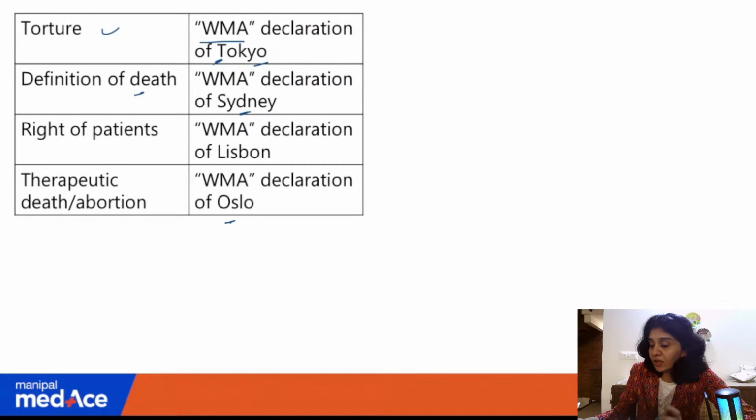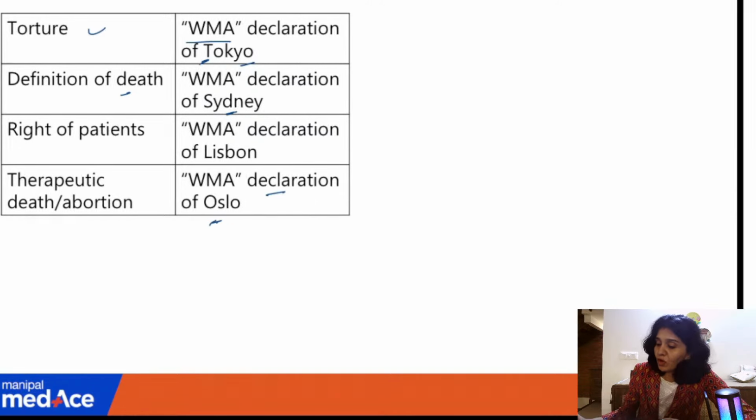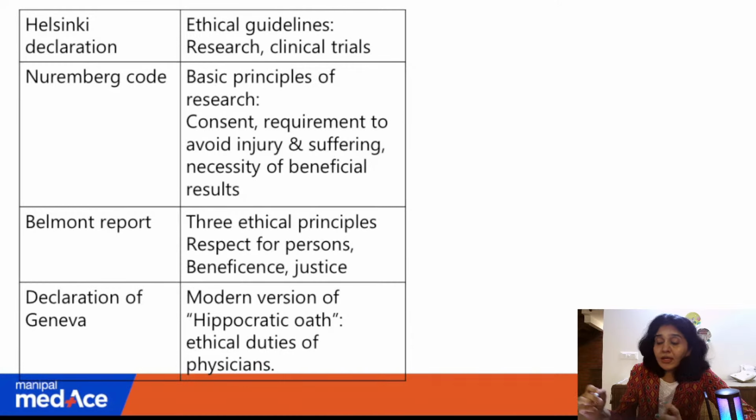So what has been covered under this particular declaration? The importance of taking consent from the patients, the causes for which abortion can be done, and also the rights of physicians to refuse to perform abortions. All of those are covered under the Declaration of Oslo. Along with this, we need to remember other declarations and codes which are very, very important. Helsinki Declaration covers ethical guidelines which should be followed while conducting research and clinical trials. Nuremberg Code highlights the basic principles of research, that is the importance of consent, requirement to avoid injury and suffering while carrying out studies. We should not harm patients. Necessity of beneficial results. That is covered under Nuremberg Code.